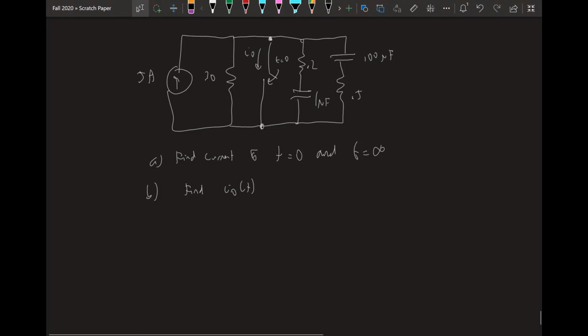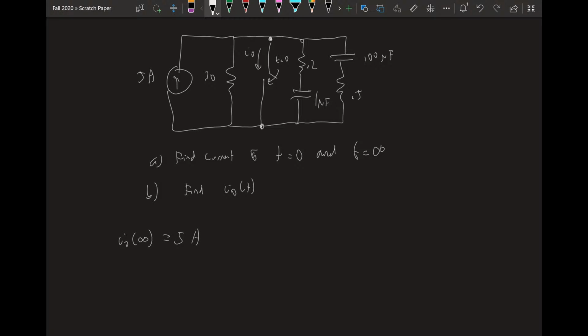So let's take a look at this conceptually and find what happens. The easiest to find is I naught at infinity. Each capacitor has discharged all their energy. And that means the only current in the circuit is from the 5 amp current source. That means I naught at infinity has to equal 5 amps.